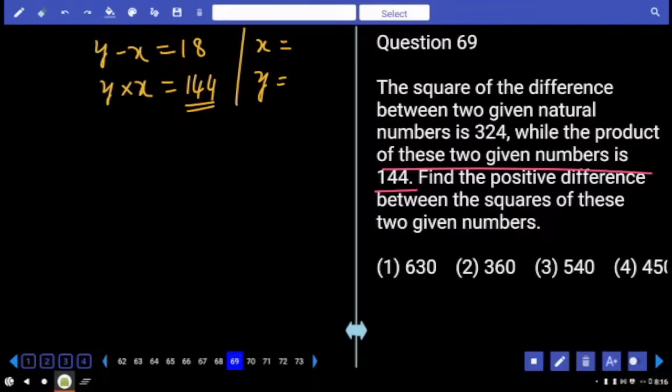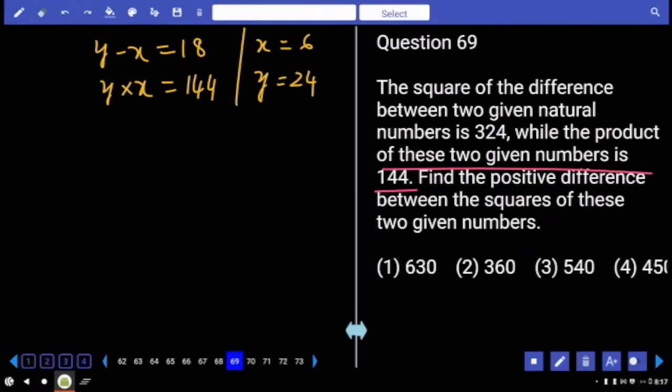16 into 9 is 144. What is the difference? 7. But the difference should be 18. So the same can be written as 6 into 24 also. 6 and 24 difference. So x is equal to 6, y is equal to 24. Difference is 18, product 144, all conditions satisfied.